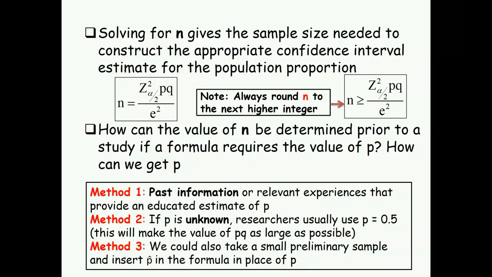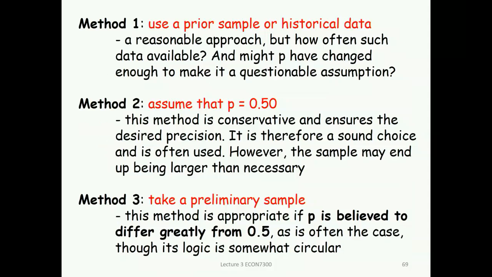The third one, the disadvantage is we are not really using P. What we are using is P hat. So that by itself is a sample proportion. It is reasonable to use, but how often is such data available? First, you might not find it, and P might have changed enough to make it a questionable assumption. If 10 years ago the proportion of unemployed was 10%, you shouldn't use that for this year.